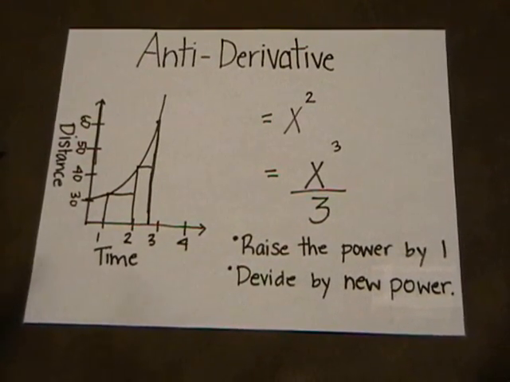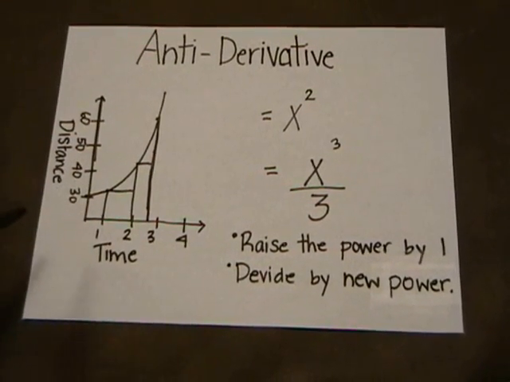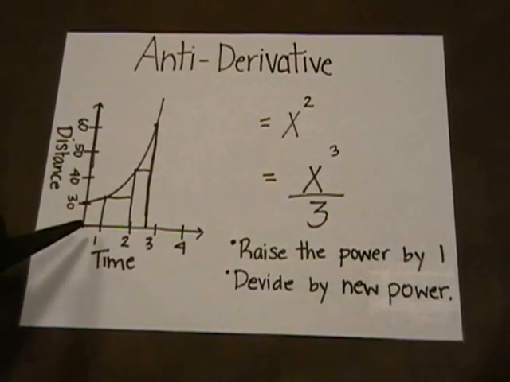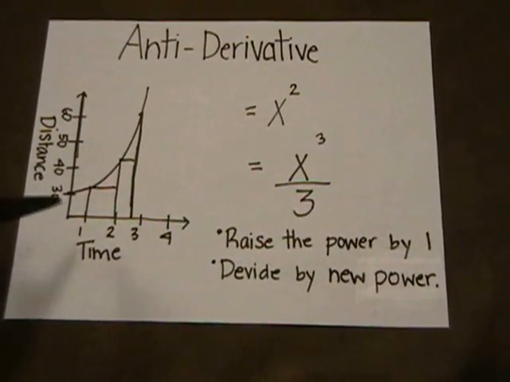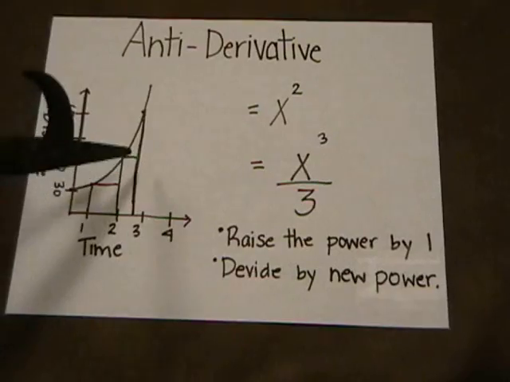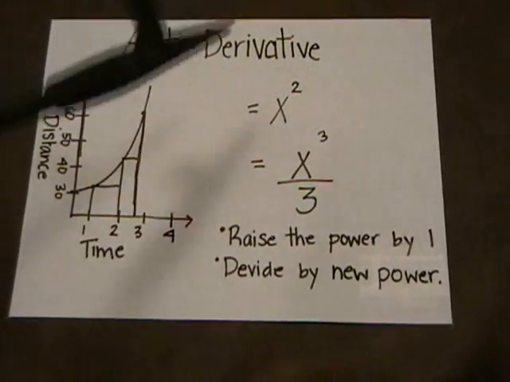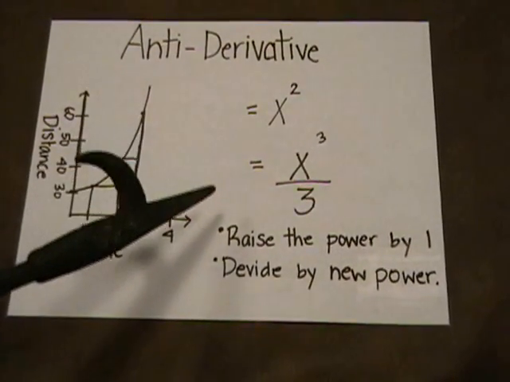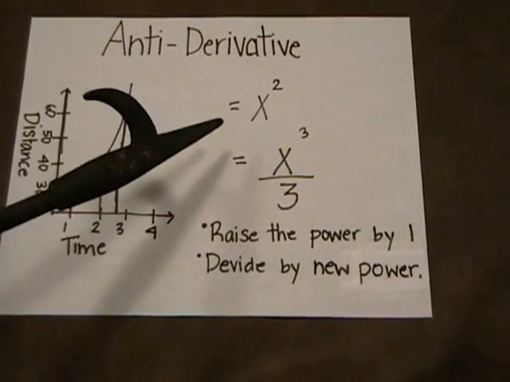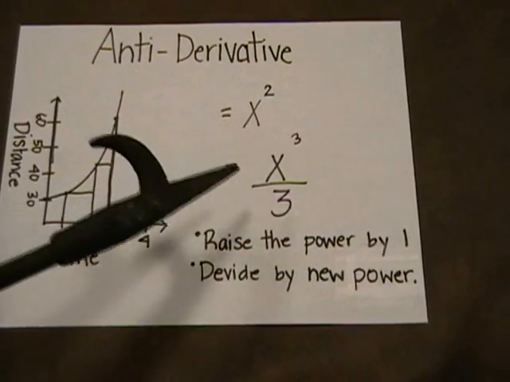An antiderivative is finding the area under the curve. When you have a given graph with any x values, by using your antiderivative, you'll find the area underneath the curve. For example, if you have x squared, your antiderivative is x cubed over 3 because you raise your power by 1 and divide by your new power.